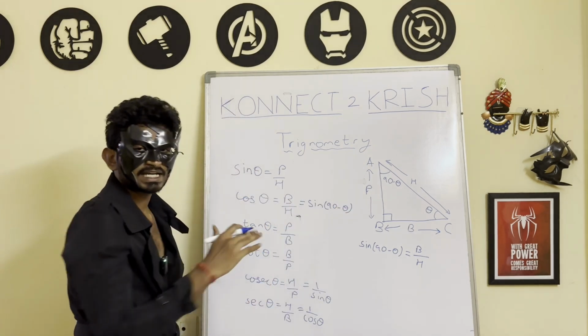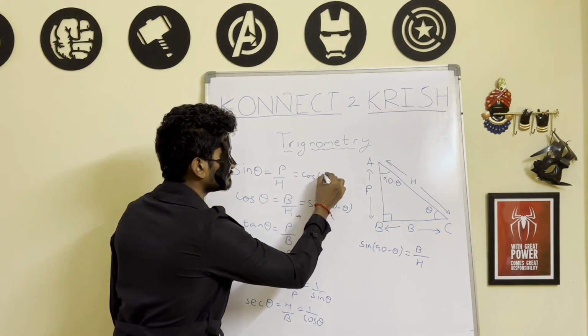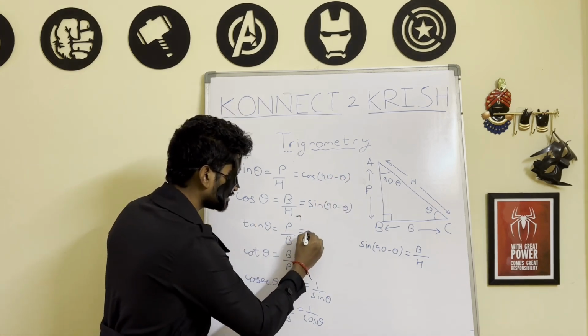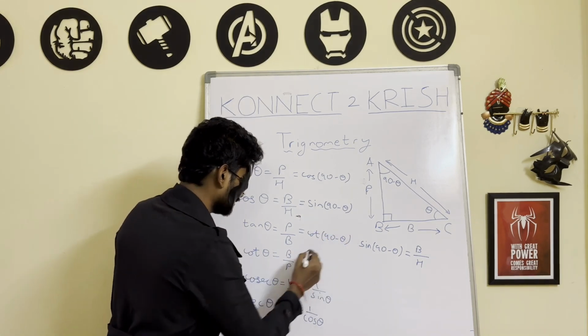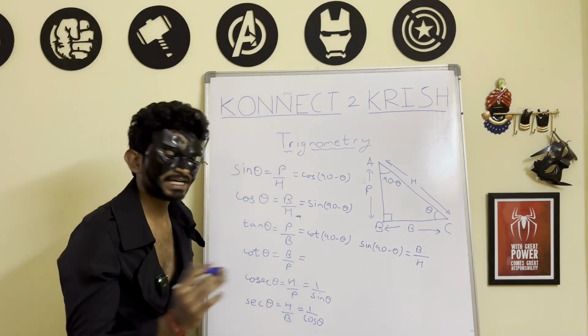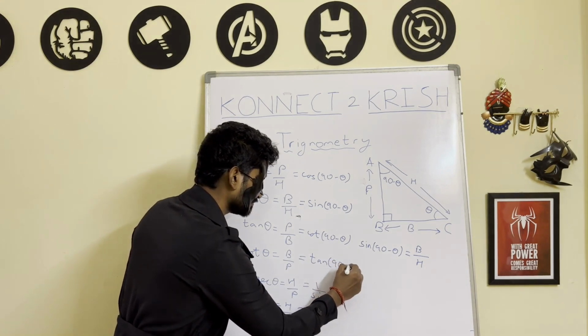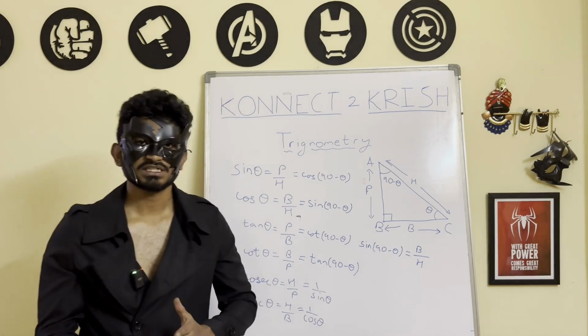Similarly, we can derive the other relations also. Sin theta is nothing but cos 90 minus theta. Tan theta is nothing but cot 90 minus theta. Cot theta is nothing but tan 90 minus theta. So these are the basic formulas.